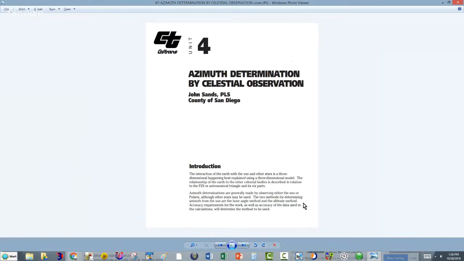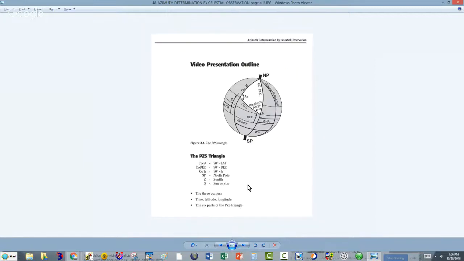Here's a book I linked for you talking about how we make these computations. It's a nice basic book on azimuth determination by celestial observation, not only solar, but also Polaris.